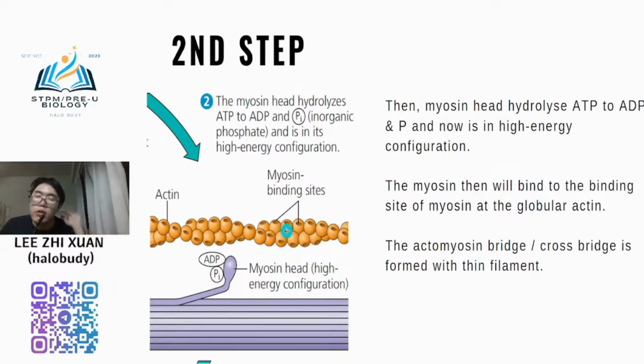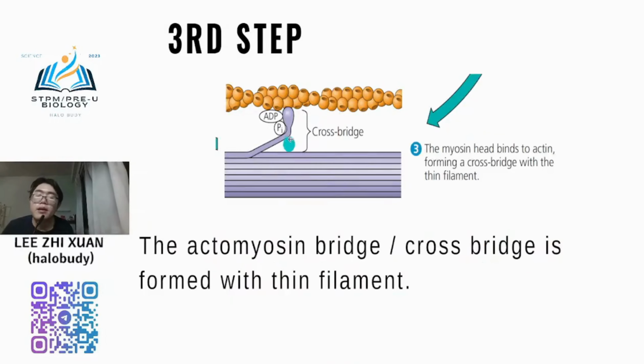So it will bind to the actin filament, and then this one will form the cross bridge. Once it binds to the binding site of the myosin on the actin, it will form the cross bridge, a bridge between them. So like this, you will see that this cross bridge is formed within the thin filament. It will form the cross bridge.